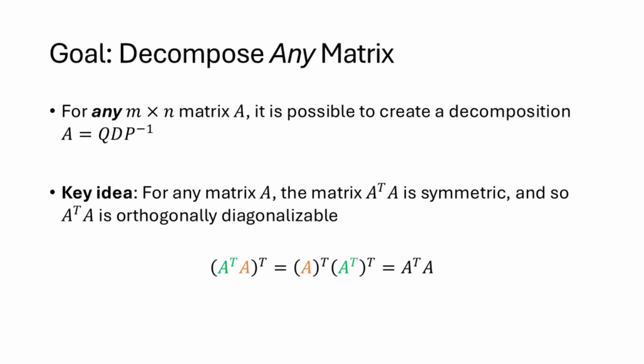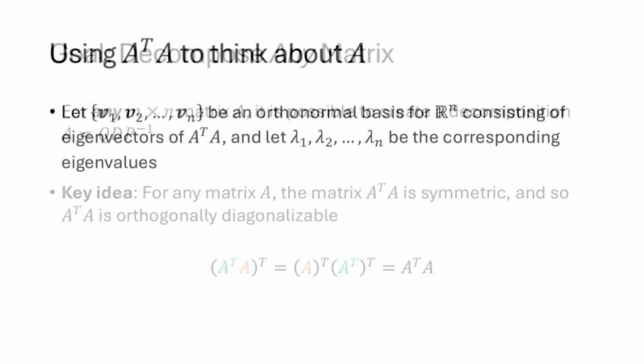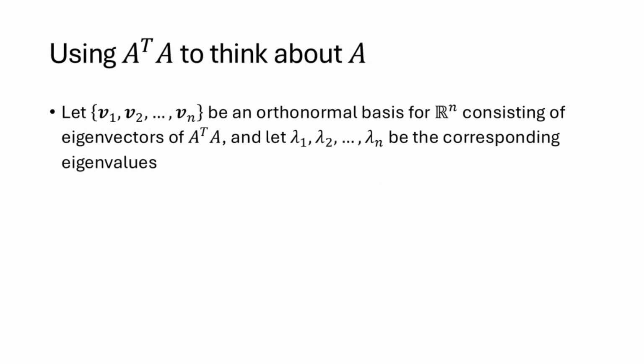Our goal for this lecture is to learn how to decompose any m by n matrix, doesn't have to be a square matrix, to create a decomposition Q D P inverse. And the key idea here is that for any matrix A, the matrix A transpose times A is symmetric and therefore orthogonally diagonalizable. You can see here that when we take the transpose of A transpose A, we just get A transpose A again. So let's let v1 through vn be an orthonormal basis for Rn consisting of eigenvectors of A transpose A, and let lambda 1 through lambda n be the corresponding eigenvalues.